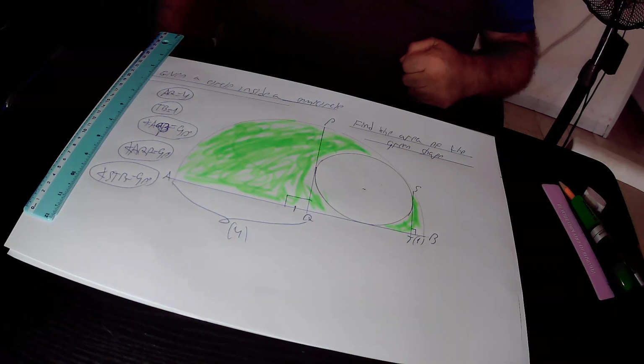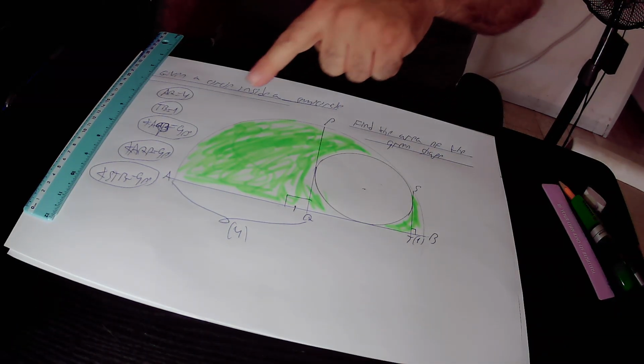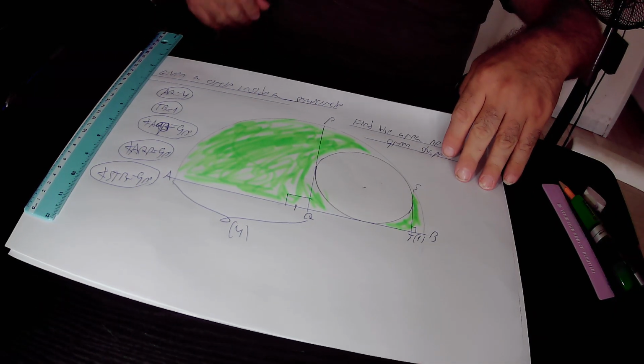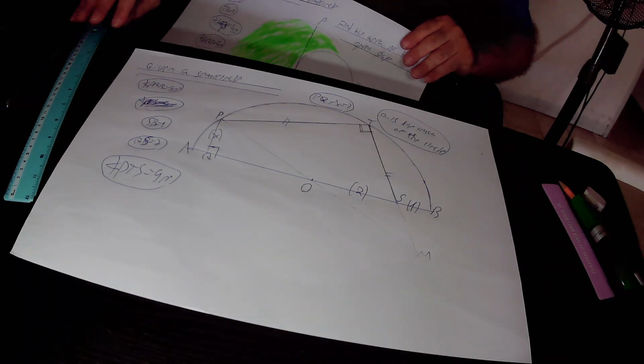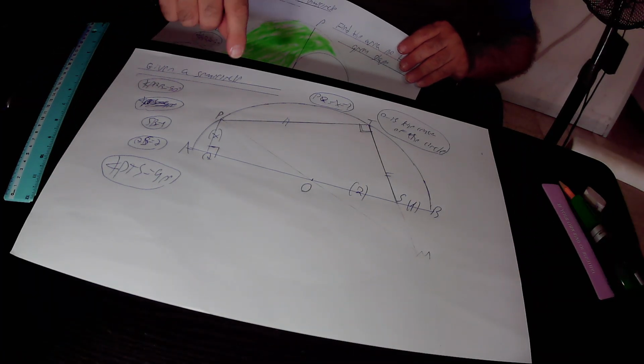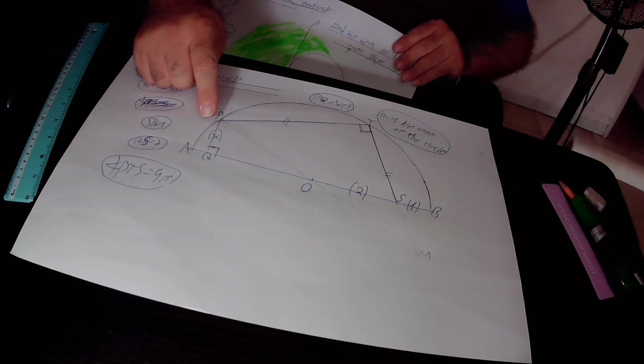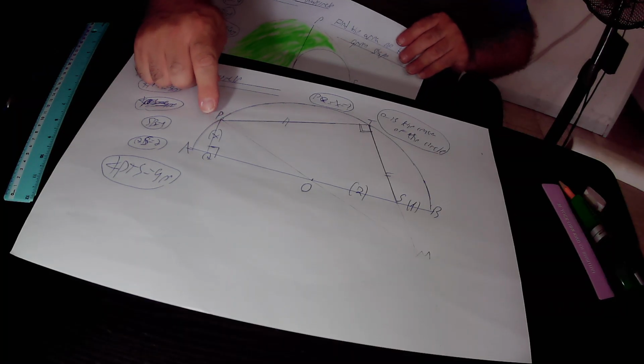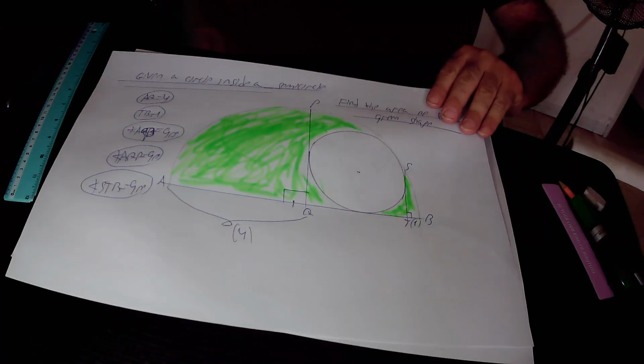And now in this lecture we'll answer two questions. In the first question we'll find out the area of this green shape, and in the second question we'll find out the length of line segment PQ, which is equal to x. We have to find out the value of x. So we start with the first question.